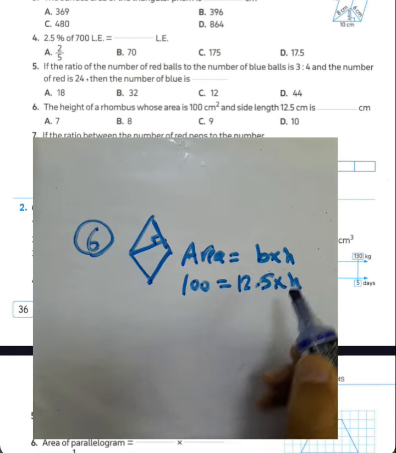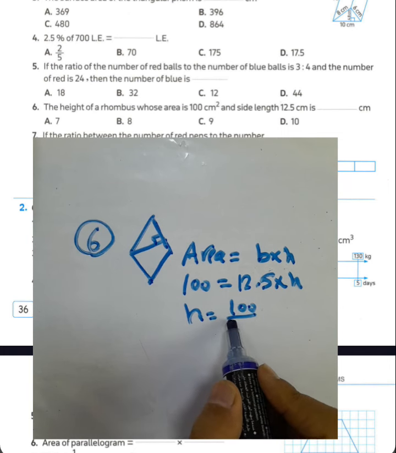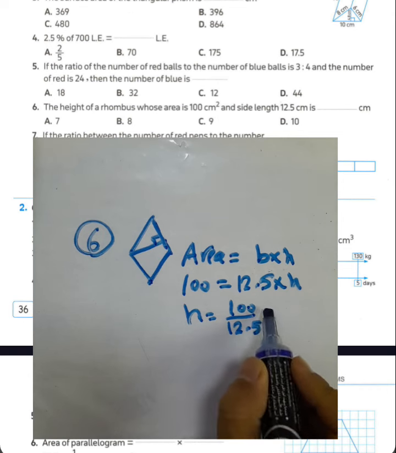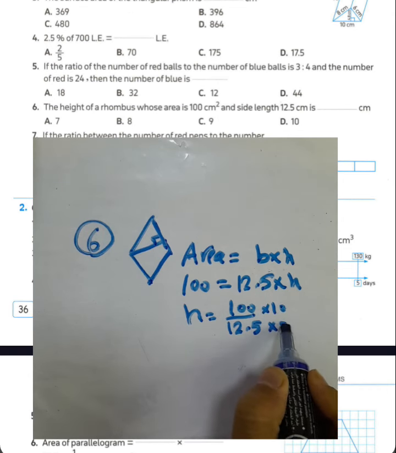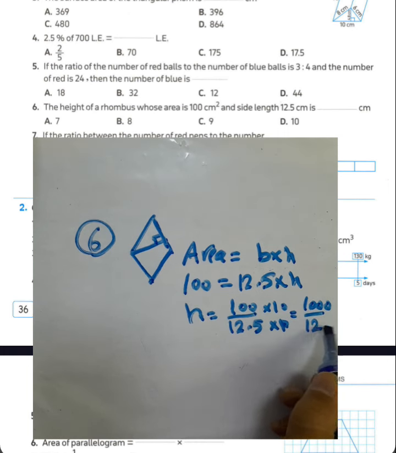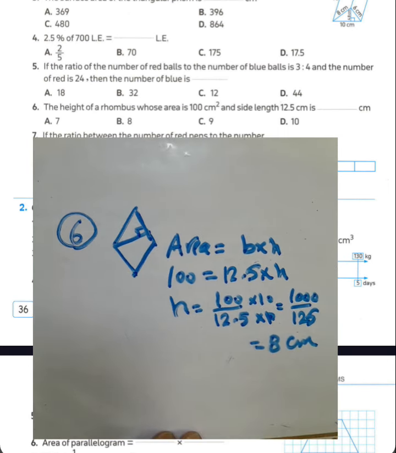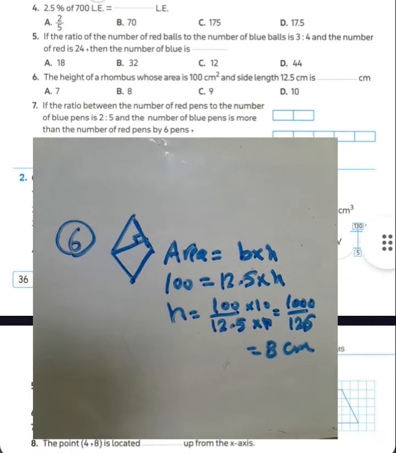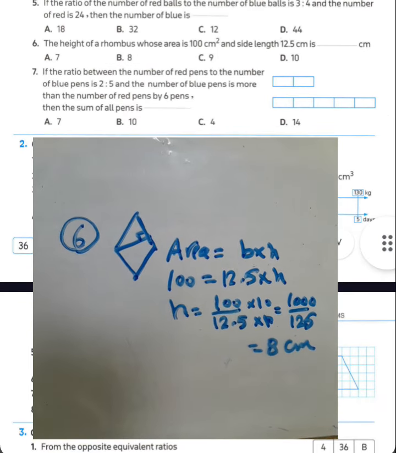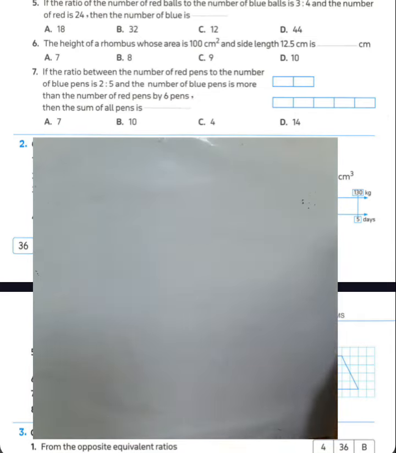To find the height, you must write 100, the area, over 12.5. We must cancel the point by multiplying by 10 in the numerator and denominator. It will be 1000 over 125. It will be 8 centimeter. The result here will be 8 centimeter. Choose letter B.